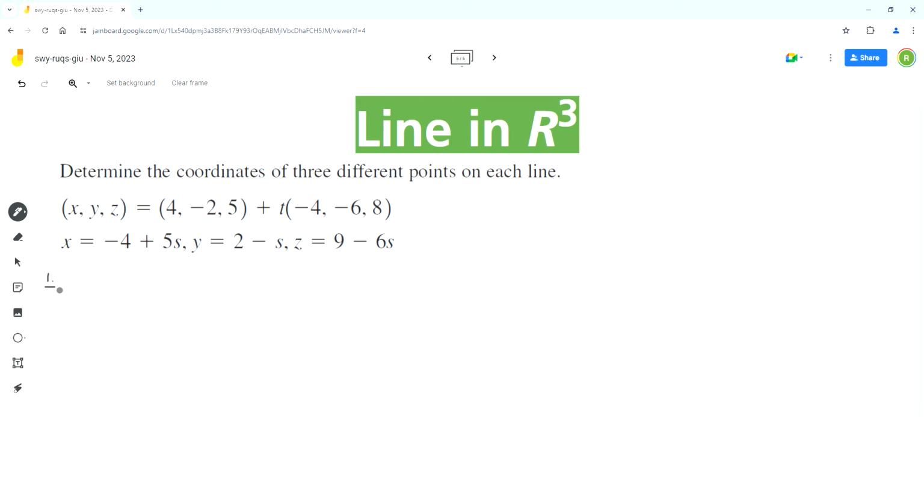The first line is given to us in vector form. And in this equation, t represents the parameter and it can be any real number. So we can find 3 points that lie on this line by using three different t values. So let's start with the first t value, t equals -1.